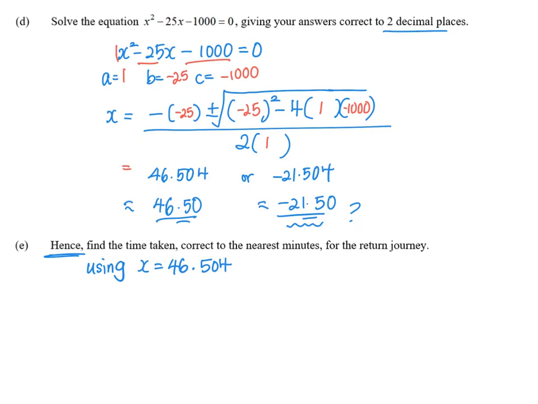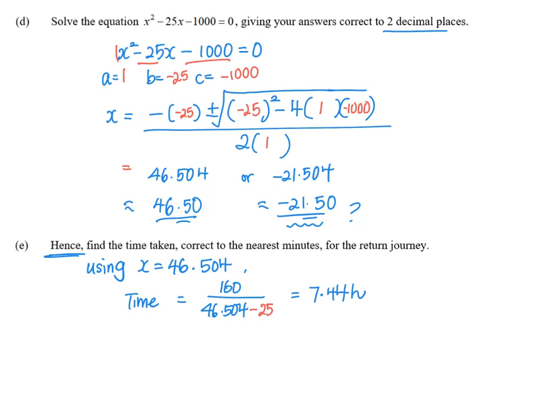So using x equals 46.504, they ask us to find the time taken, correct to the nearest minute, for the return journey. Time for the return journey is given as distance divided by the new speed, 46.504 subtract 25. Okay, and that gives us the answer 7.44 hours.